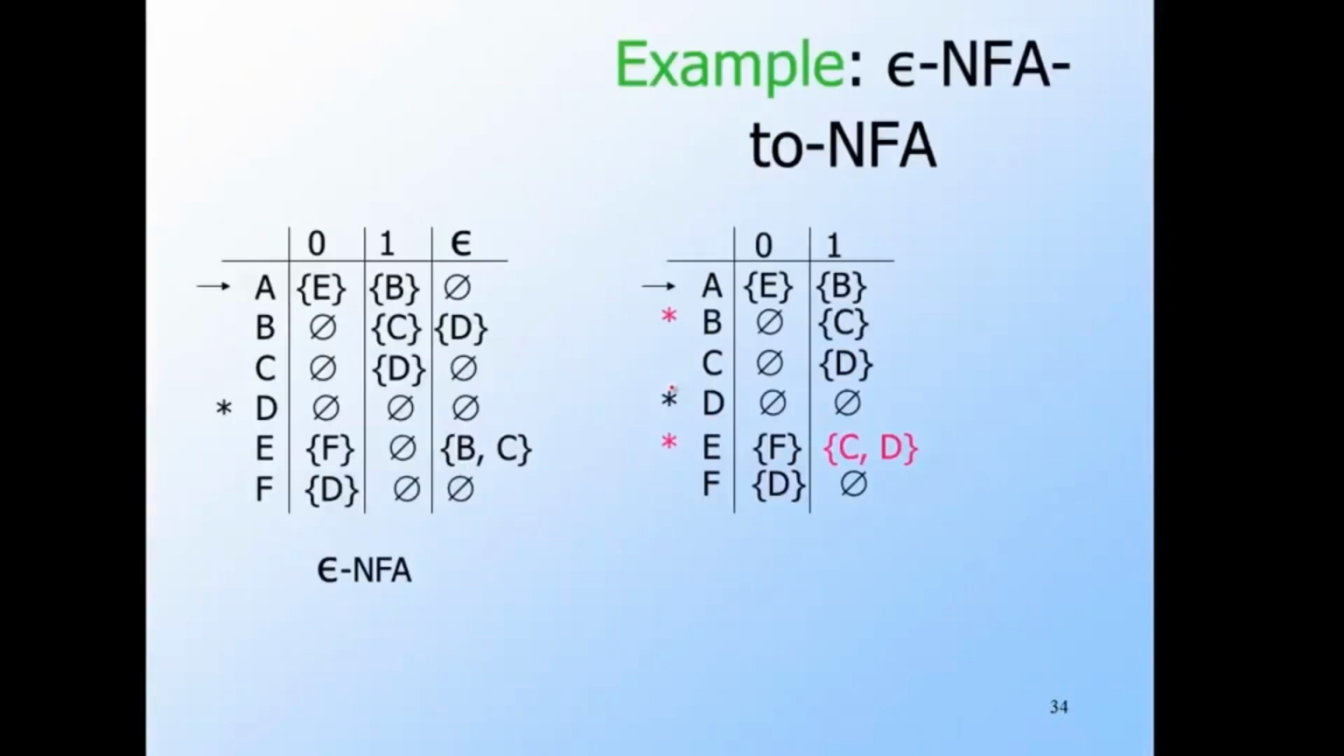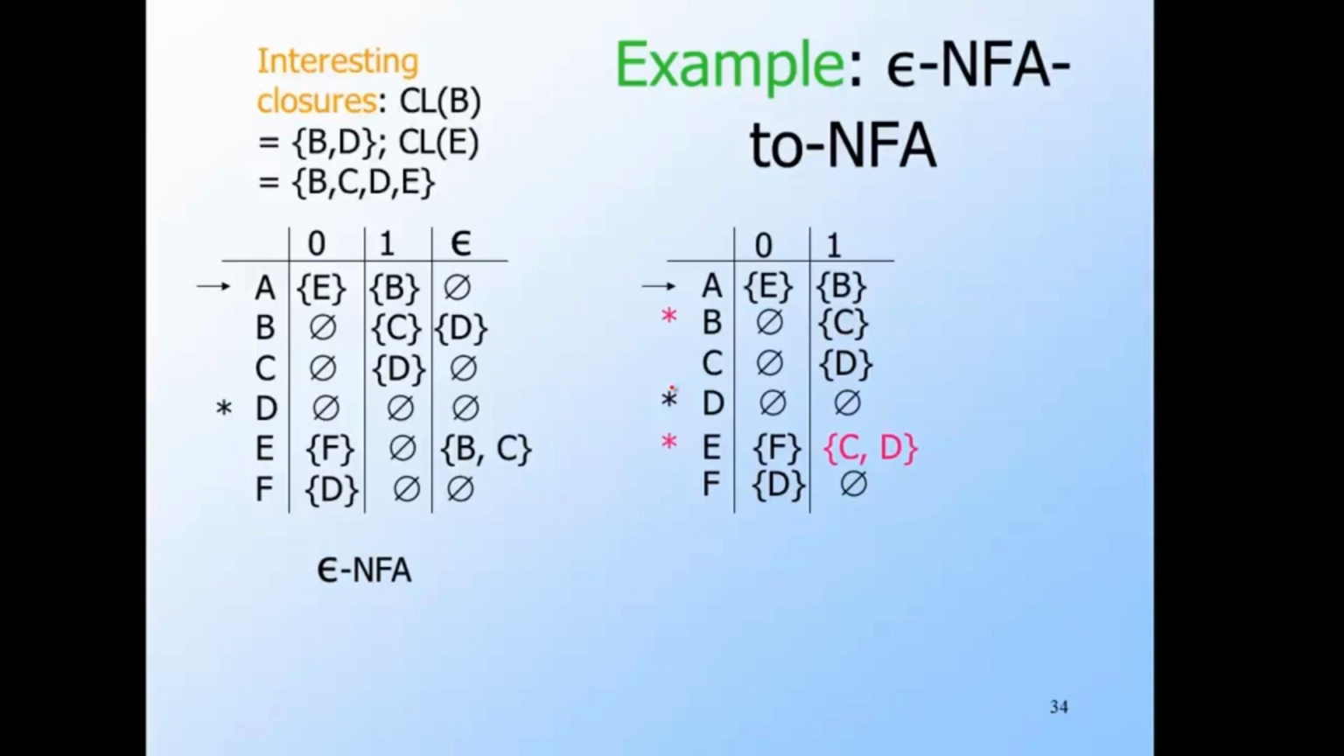Here's the epsilon NFA we used before as an example, and the ordinary NFA that we construct. The interesting changes are marked in red. So first of all, here are all the non-trivial closures. That is, the closure of B, because B goes to D on epsilon, the closure of B is B and D. And the closure of E, which we've worked out before: E goes to B and C, B goes to D, so E can go to B, C, D, and E.